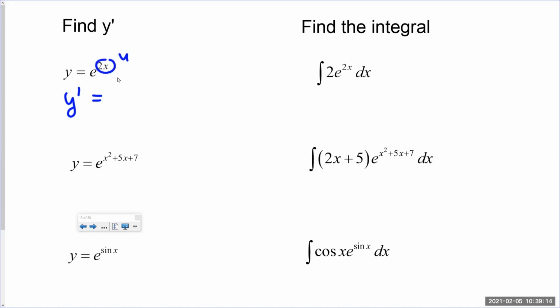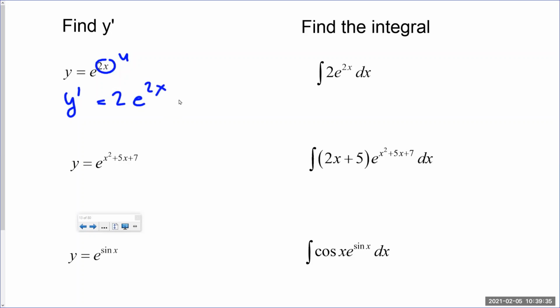So it's e to the u, so you copy it, times, guys, what's du/dx? Isn't that just the derivative of u? So what's the derivative of u? 2. Okay, and just like on the trig rules, I usually pull my 2 to the front so I don't accidentally multiply it. Really, I pull it to the front because it just looks nicer that way.